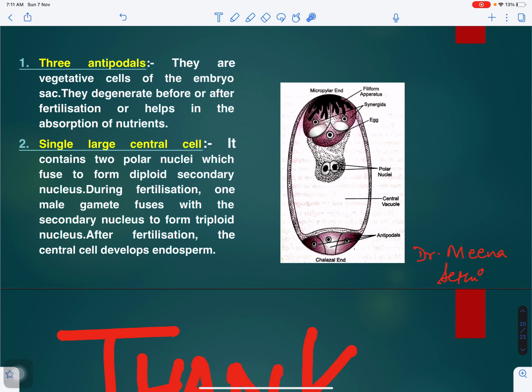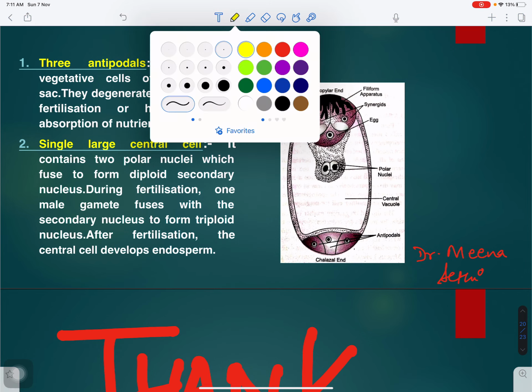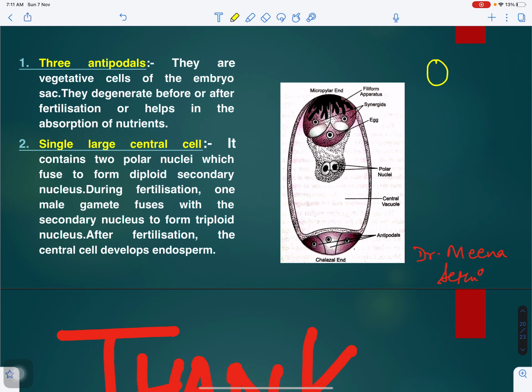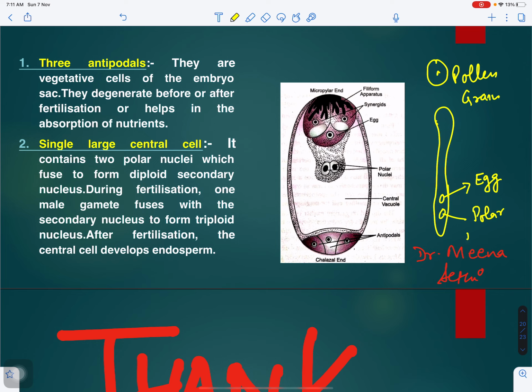Now when the pollen tube comes, like this is the pollen grain, and this will germinate to form the pollen tube, and the pollen tube carries the two male gametes, right? One male gamete will fuse with the egg cell, and the second will fuse with the polar nuclei. So one will fuse over here and one will fuse over here, right? This is also called double fertilization, because two male gametes are fusing, one with the egg and second with the polar nuclei.